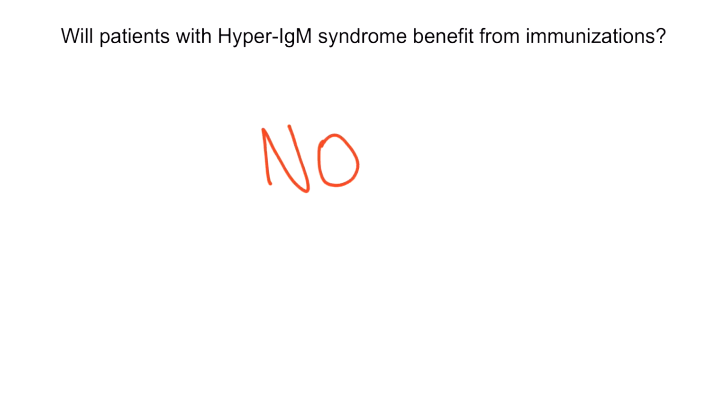The answer is no. Patients with Hyper-IgM syndrome will not benefit. This is because these patients have impaired production of immunoglobulins and memory B cells, which prevent them from mounting an adequate immune response to immunizations and during subsequent exposures to the antigens in the vaccine.